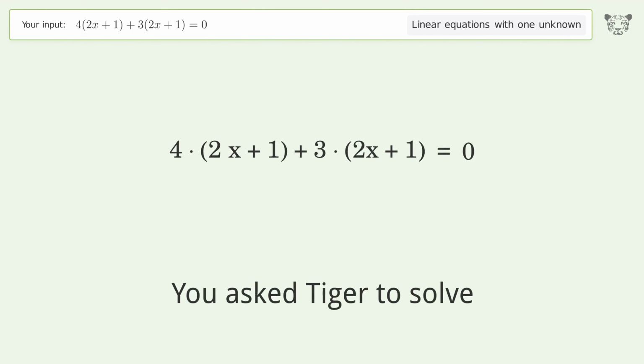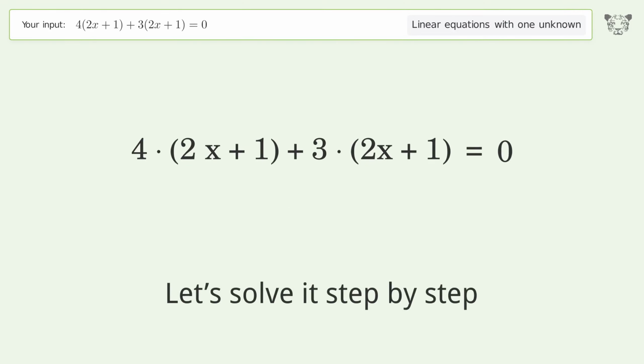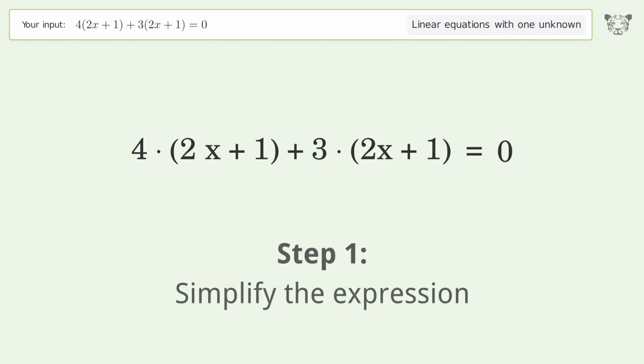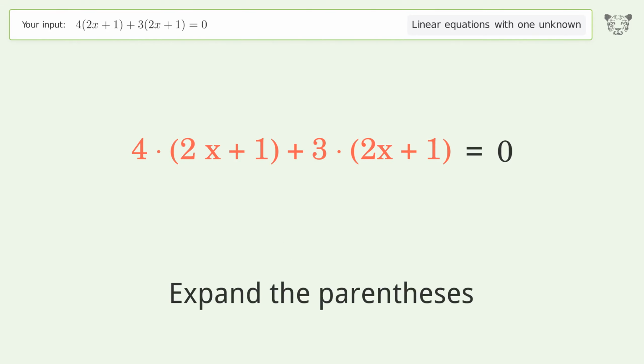You ask Tiger to solve this. This deals with linear equations with one unknown. The final result is x equals -1/2. Let's solve it step by step. Simplify the expression. Expand the parentheses.